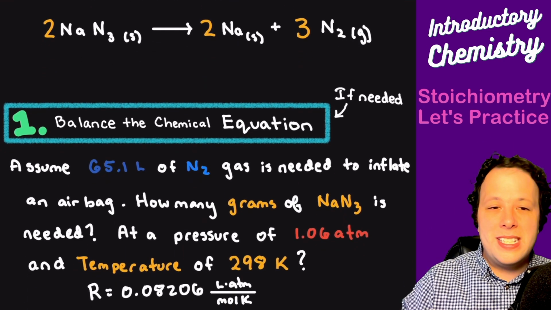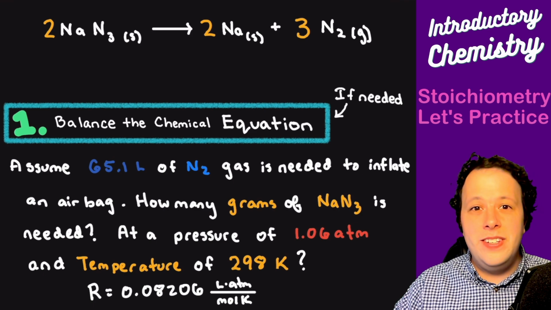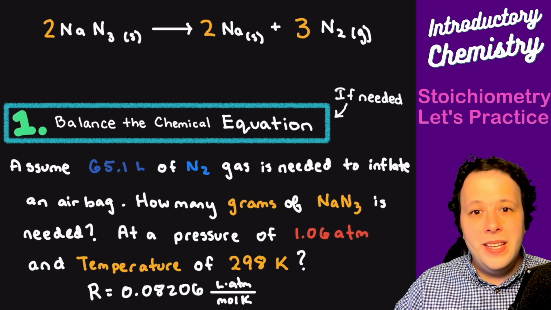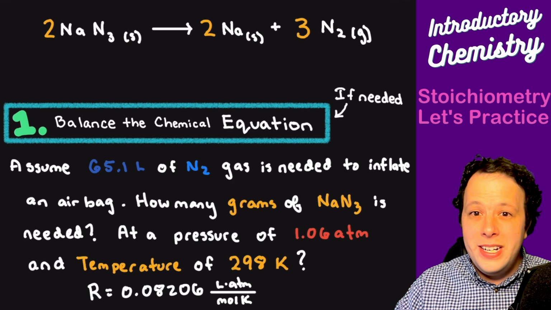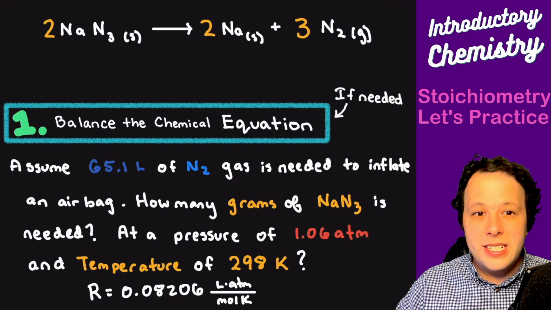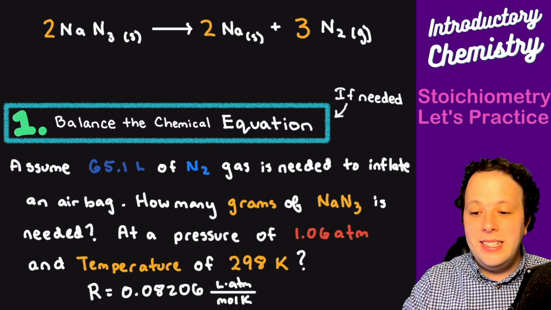With this, assume you have 65.1 liters of nitrogen gas, and this is needed to inflate an airbag. How many grams of sodium nitride is needed at a pressure of 1.06 atmospheres and a temperature of 298 Kelvin?